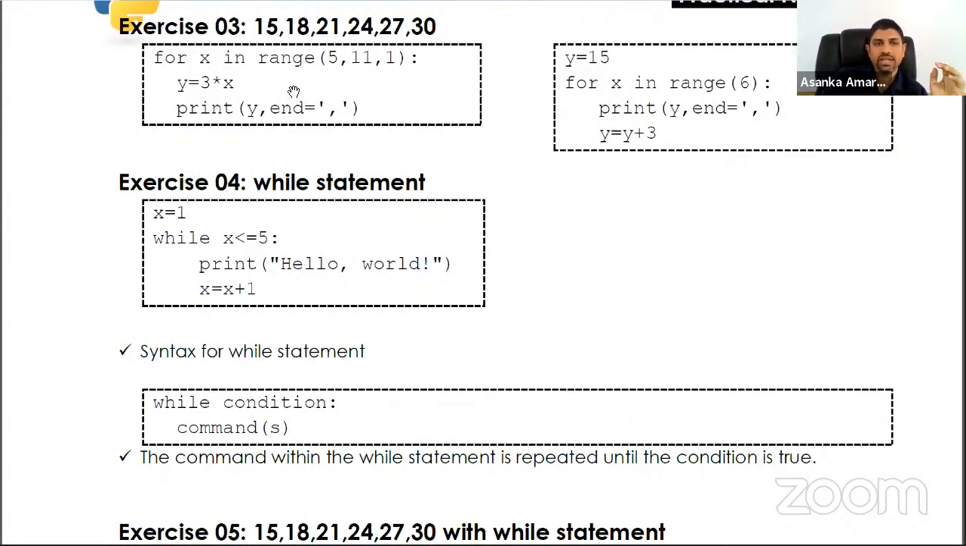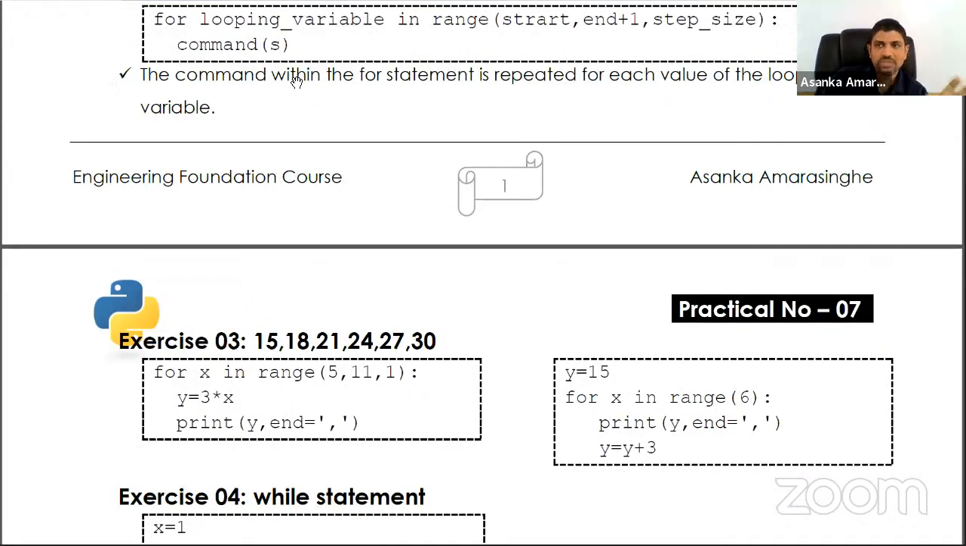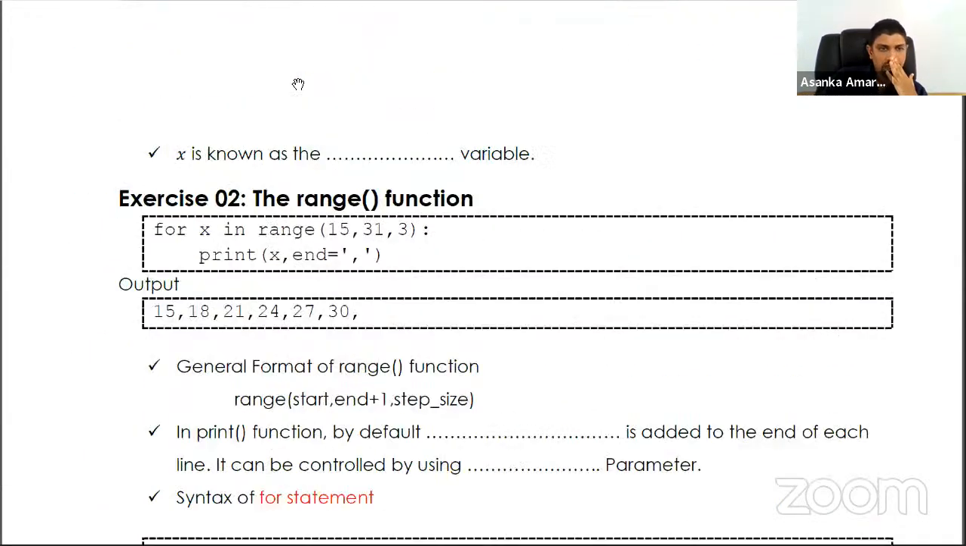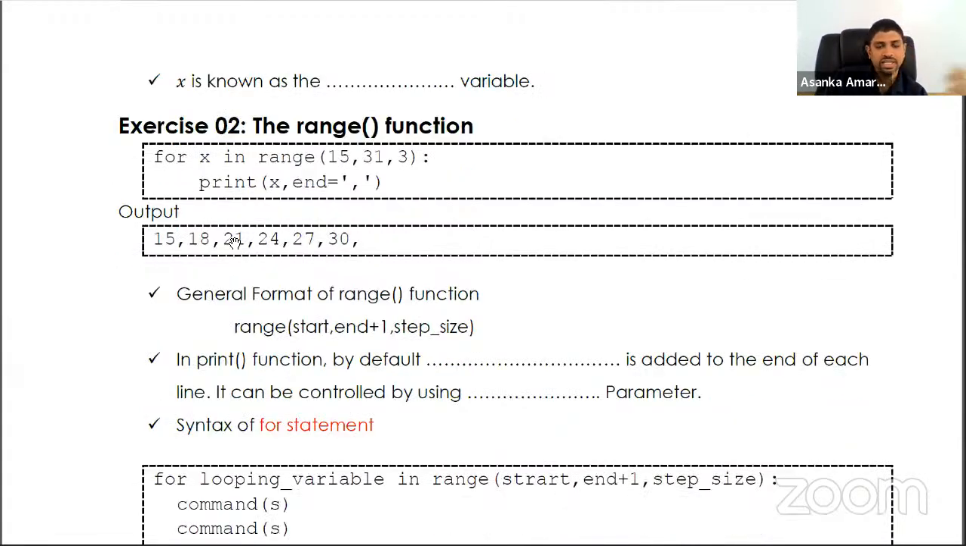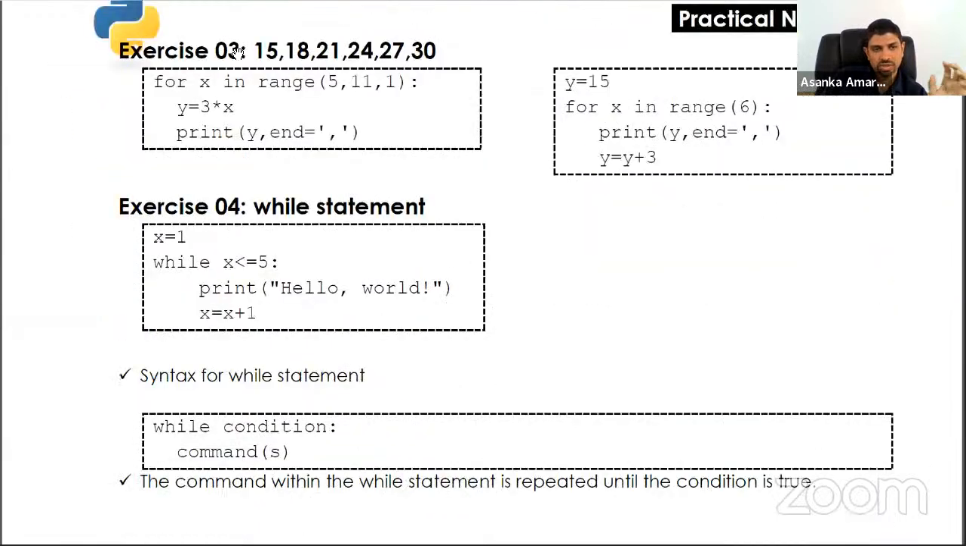So the loop-in variable is also useful. That is what I want to say. By the range function, we can control and generate the sequence 15, 18, 21 to 30. Then you can use the loop-in variable and do certain calculations on it and obtain the required value. Here it's another approach, right?